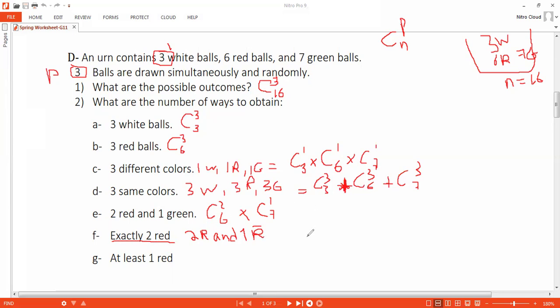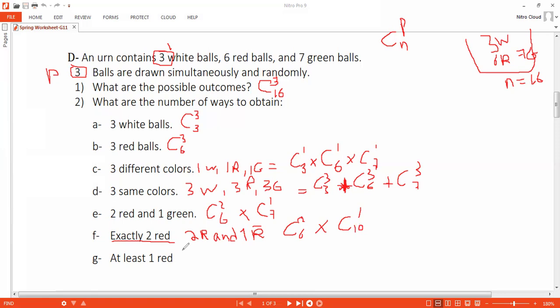So let us write this as combination. 2 red means C 2 6, times 1 ball, and it's not supposed to be red. So it's supposed to be anything else other than red. What do we have? 3 white and 7 green. So C 1 10. Okay? Now, at least 1 red.